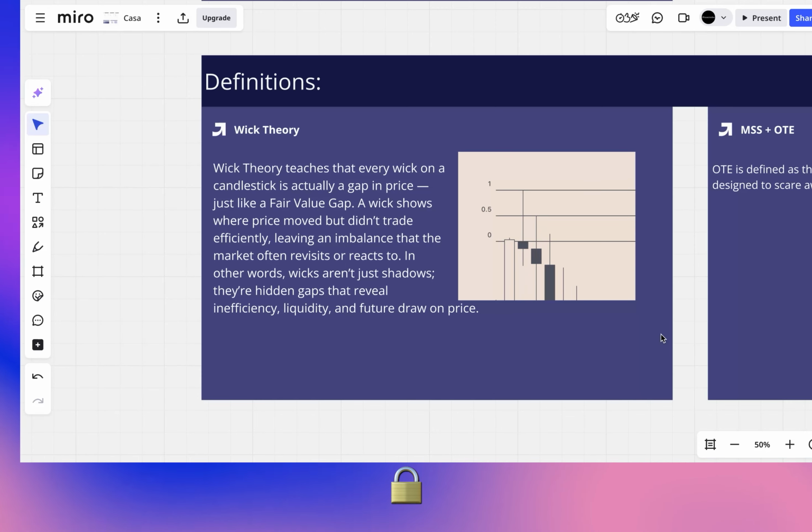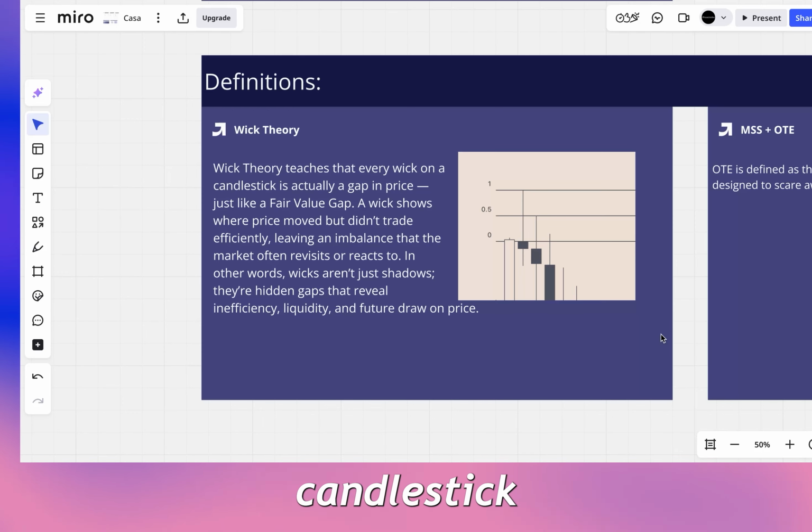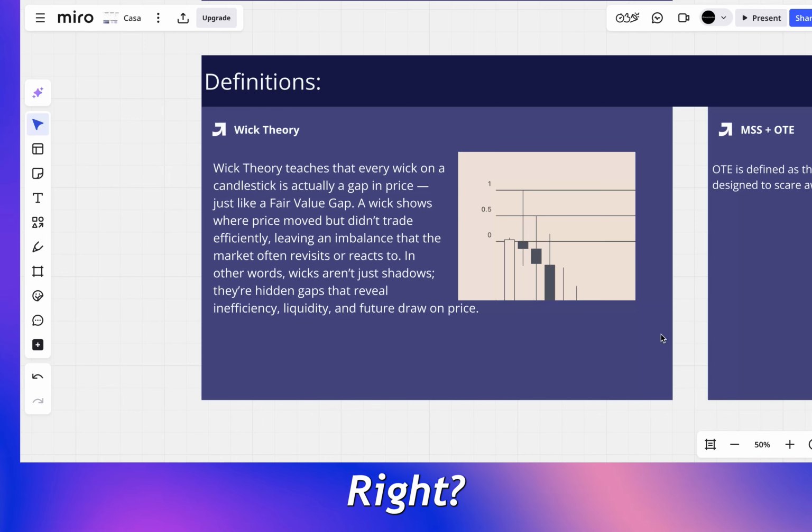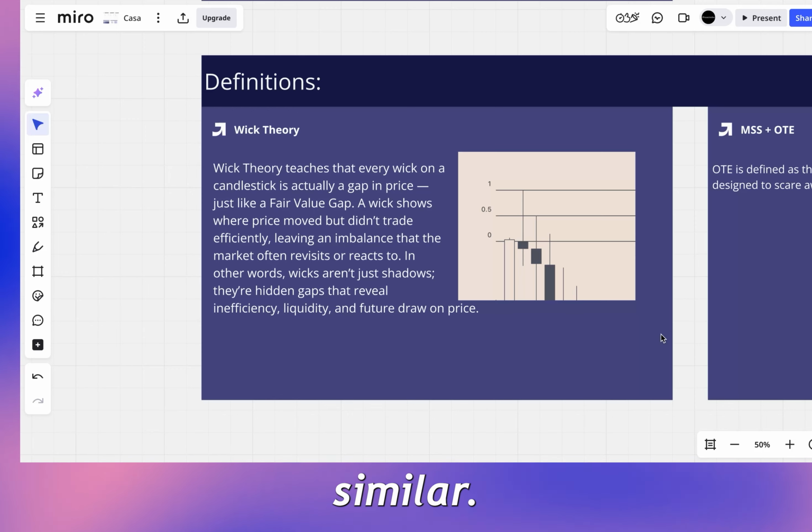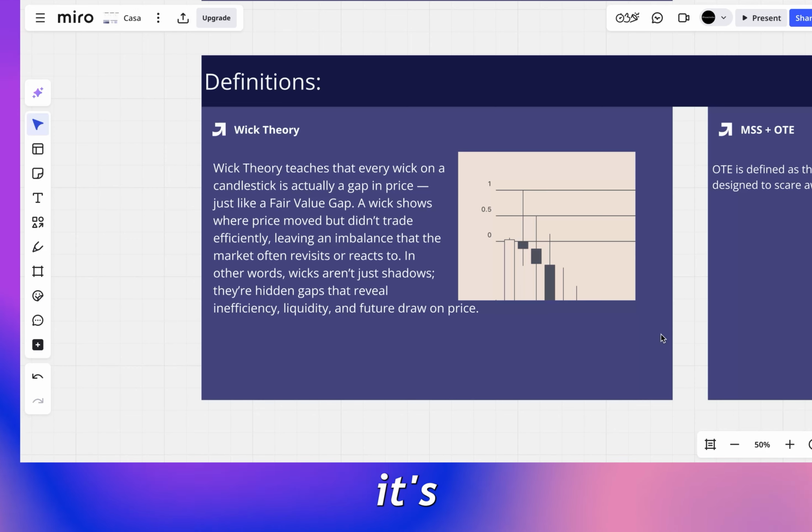So what is wick theory in itself? Wick theory teaches that every single wick on a candlestick is actually a gap in price, right? Just like a fair value gap. So it's very similar in how we treat a fair value gap. We want to see the upper quadrants get respected, the lower quadrants, consequent encroachment. It's the exact same properties, but just given to what?